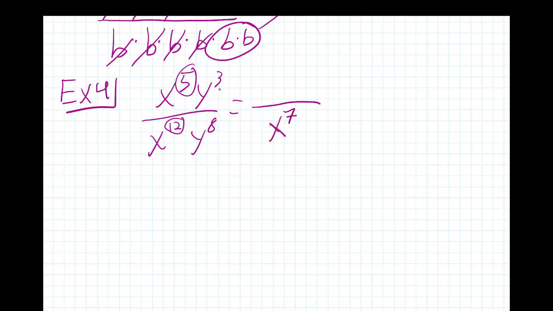Y to the 8th underneath y to the 3rd. That means we are doing 8 minus 3. We get 5, but that is on the bottom. Now, we don't have anything left up top. And when that happens with fractions, we always use 1 as our placeholder up there. So our final answer for example 4 here is 1 over x to the 7th y to the 5th.